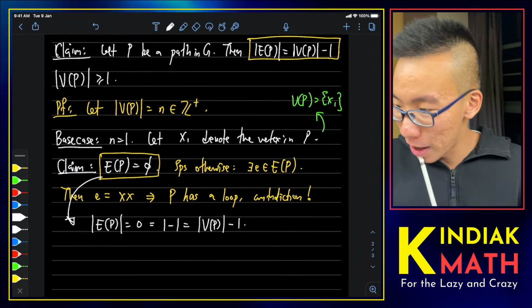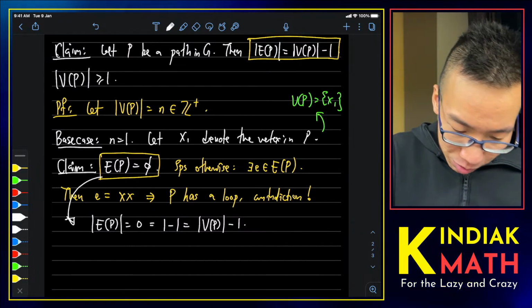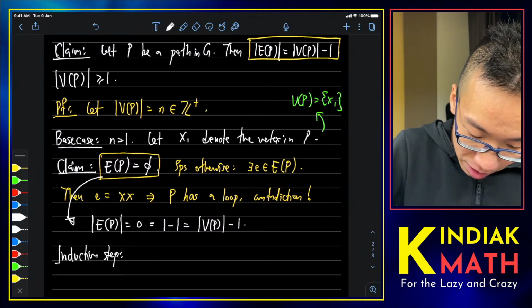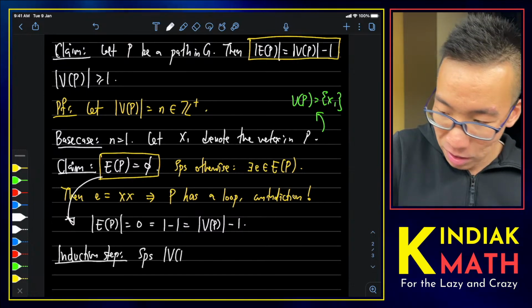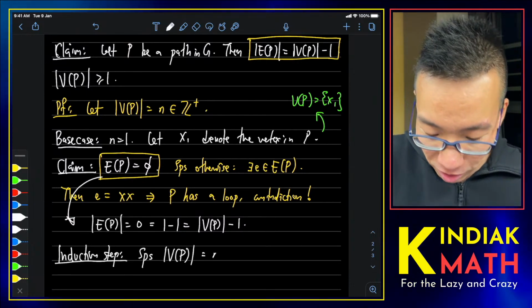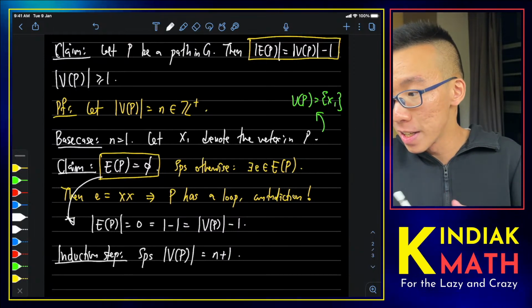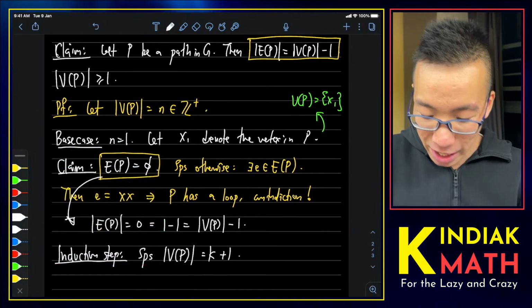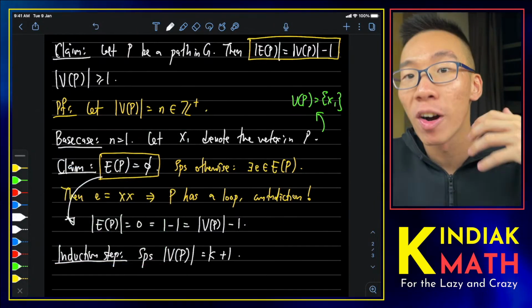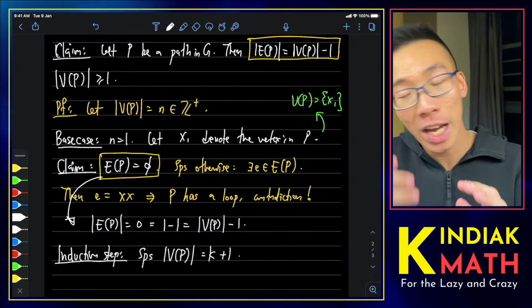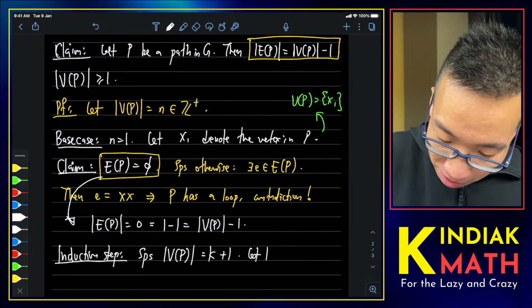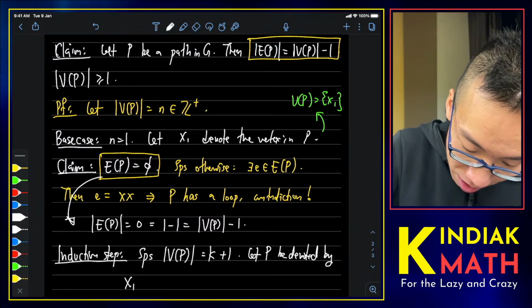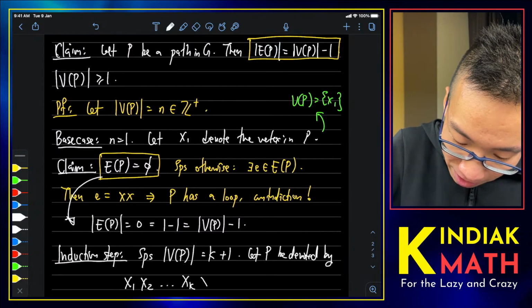Okay, so we're going to go ahead with the induction step. So we're going to suppose the path has k plus 1 vertices. And the idea is that the result holds true for any path with k vertices. Now, what I like to do here is, we let the path be denoted by x1, x2, all the way to x_{k+1}.